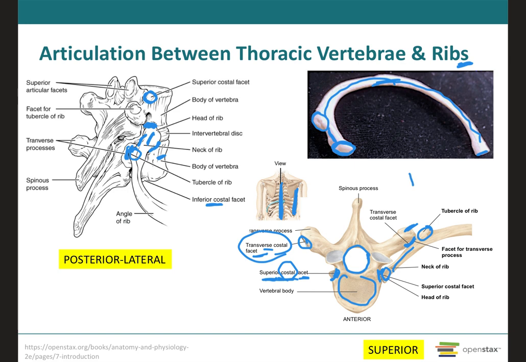So it will be smaller than the cervical vertebrae, but larger than the lumbar vertebrae, and the opposite is true for the vertebral body. So this vertebral body from the thoracic vertebrae, it will be larger compared to the cervical vertebrae, but it will be smaller compared to the lumbar vertebrae.